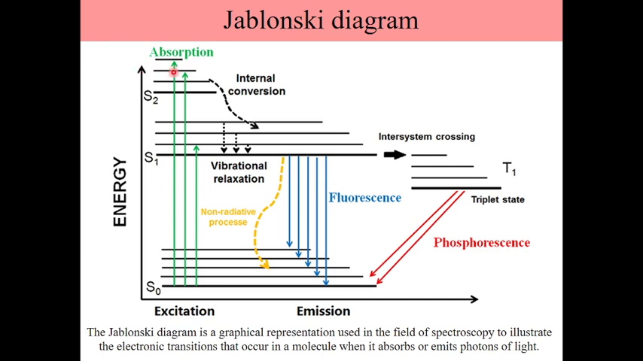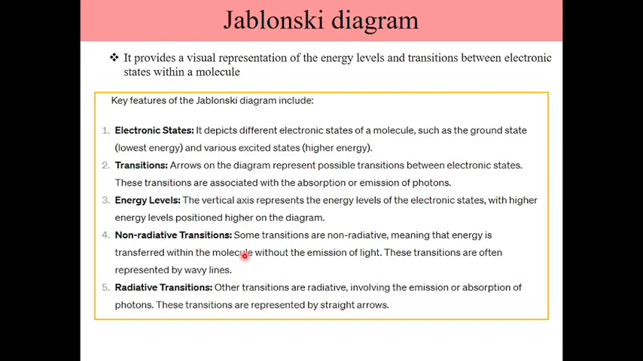So the higher you go, the more the energy of the orbital. So these are the higher energy states, these are the states having medium energy, and then these are the lower energy states. Then what happens? Non-radiative transition. So all of these dotted lines, these are actually non-radiative.